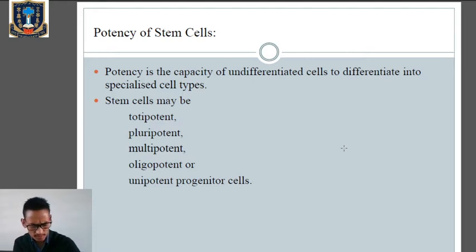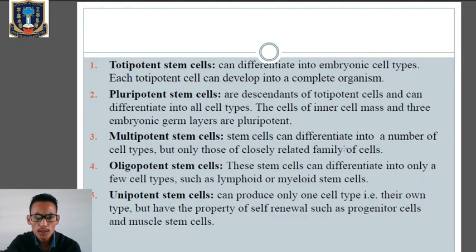So therefore stem cells may be totipotent, pluripotent, multipotent, oligopotent, or unipotent progenitor cells. Clear? So we'll go through one by one what totipotent means. Totipotent stem cells are those cells that can differentiate into embryonic cell types. These cells are produced by early blastomeres, formed by the first divisions of the fertilized egg and by the cells of the morula. So each totipotent cell can develop into a complete organism.